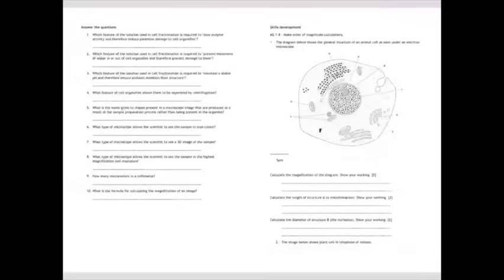So now we're going to practice what we've just learned, and we're going to start by looking at question 1 on the right hand side. The diagram below shows the general structure of an animal cell as seen under an electron microscope. Calculate the magnification of the image and show your working.